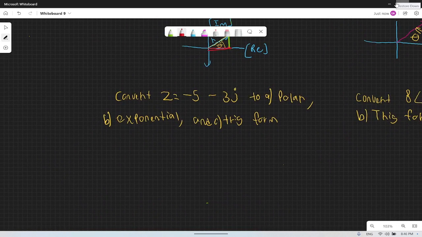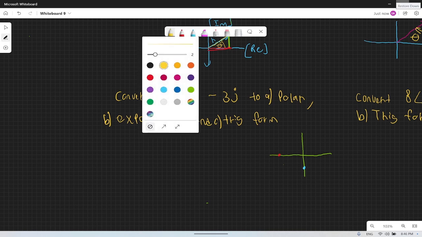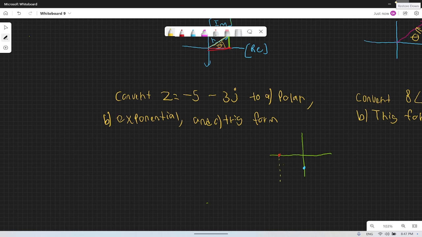So first, let's draw out a sketch of this problem. We have z equals -5 -3j. So it's 5 to the left, so let's go 1, 2, 3, 4, 5. And it's down 1, 2, 3. And then basically just perpendicular lines, and the intersection is where the point is, or where the angle is.